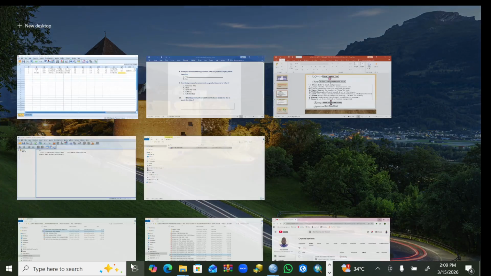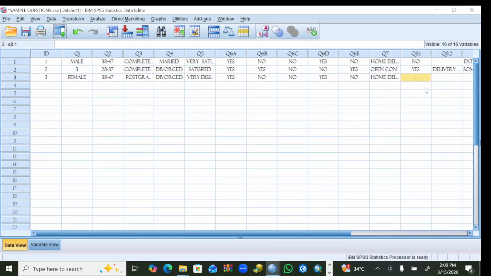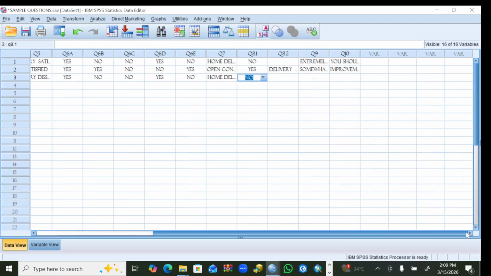Let us go and look at the questions. Have you encountered any problem with our product? Let me say no. So it means that question number part 2 will not be answered here. He will skip. Then question number 9, how likely are you to recommend our product? Let me say likely. And number 10, what improvement? Say the flavor of the product. This improvement in the flavor of the product.